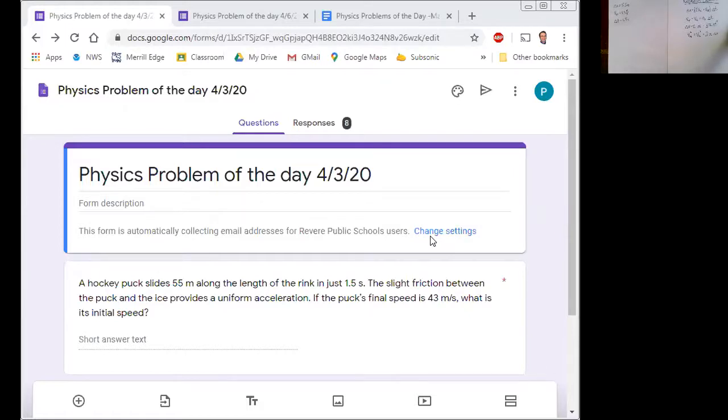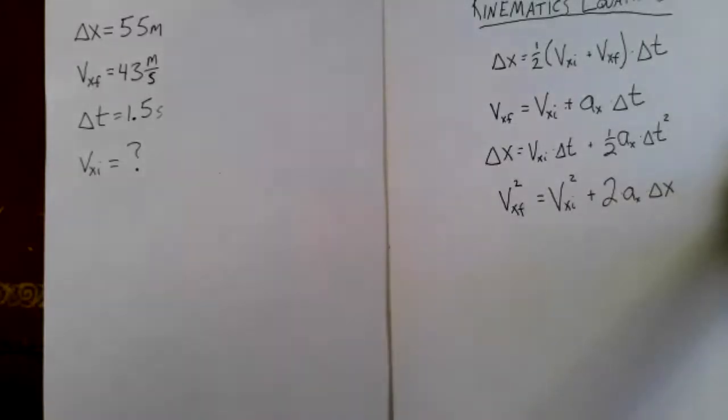Okay, so we have our three givens, right? What's the unknown? What are they looking for here? Initial velocity, right? So our Vxi, that's what we need to find.